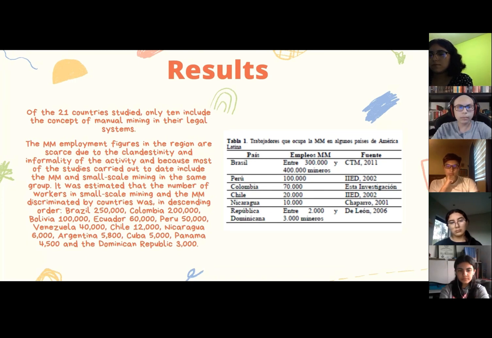It was estimated that the number of workers in small-scale mining, broken down by country, was, in descending order: Brazil with 250,000 workers, Colombia with 200,000, Bolivia with 100,000, Ecuador with 60,000, Peru with 50,000, Venezuela with 40,000, Chile with 12,000, Nicaragua with 6,000, Argentina with 5,800, Cuba with 5,000, Panama with 4,500, and the Dominican Republic with 3,000.